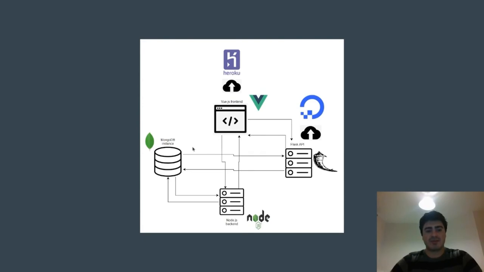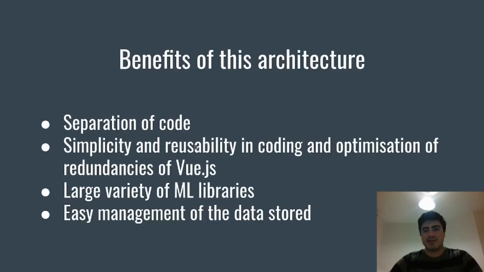MongoDB Atlas was used as a NoSQL database for storing information about users, layouts, and modules. The frontend communicates with intermediate and backend servers through Axios calls. This architecture was chosen because it allowed the separation of the seating layout generation logic from the website code. Vue.js was chosen due to its simplicity and reusability in coding and optimization of redundancies.